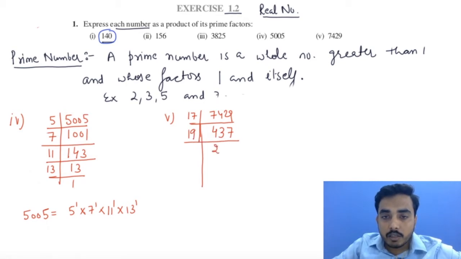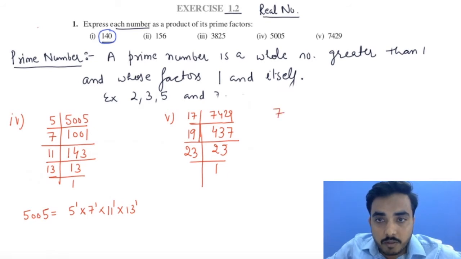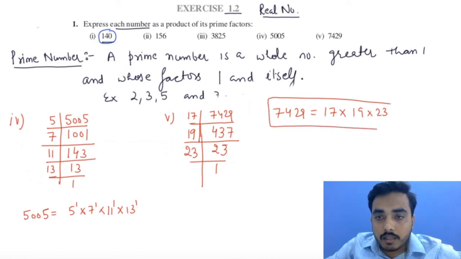So this is 23. Now 23 is also a prime number. So the prime factors of 7429 are 17 into 19 into 23. So with this our first question is done.